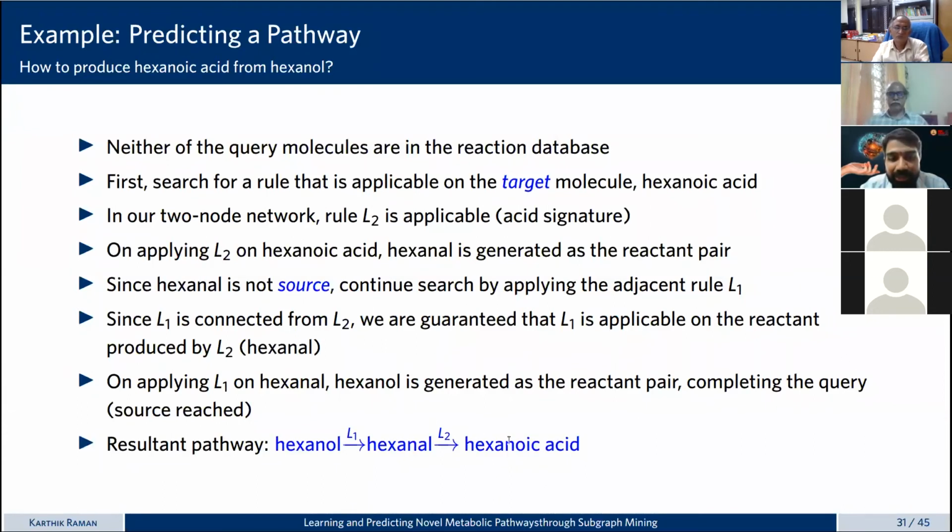And your pathway is finally hexanoic acid, via L2 hexanal, L1 hexanol. I mean, I read the pathway out backwards because that is how we searched. But in reality, the pathway goes as hexanol, rule L1, hexanal, rule L2, hexanoic acid.